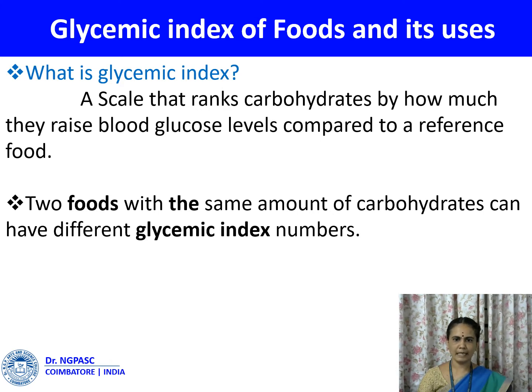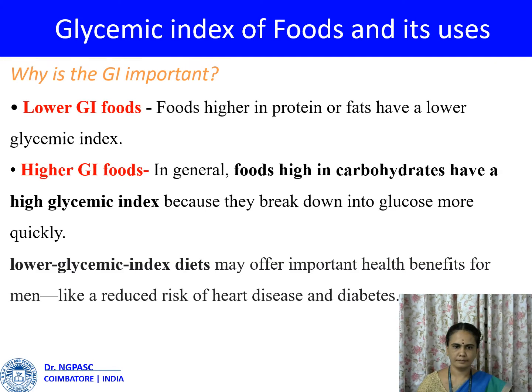It is a scale that ranks carbohydrates by how much they raise blood sugar levels compared to a reference food. Two foods may have the same amount of carbohydrates but different glycemic index numbers. The glycemic index number ranges from 0 to 100. Based on the glycemic index number, foods are classified into low glycemic index foods and high glycemic index foods.